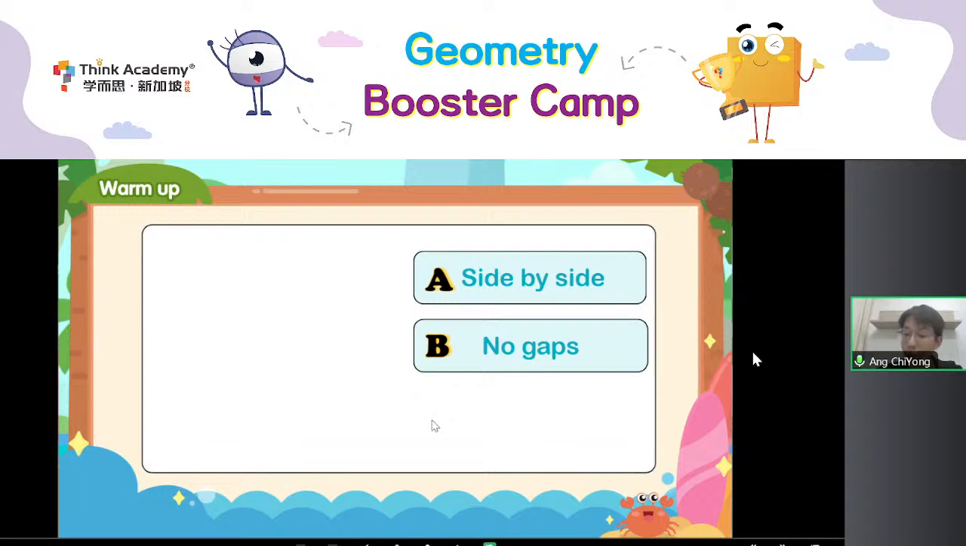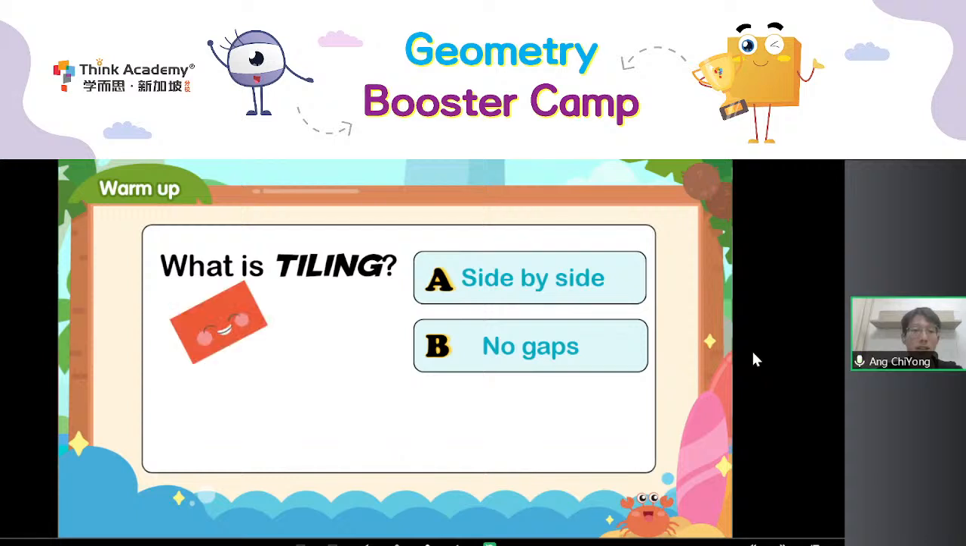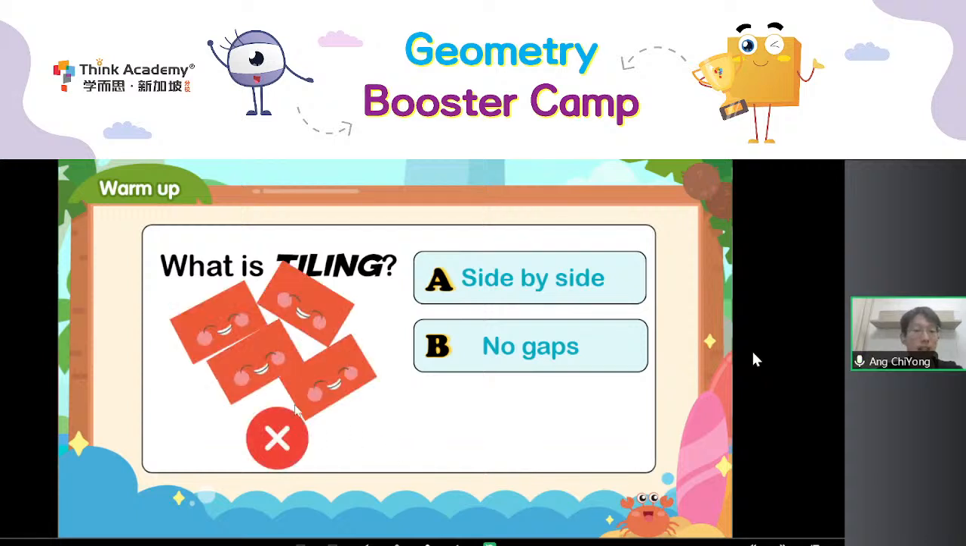Can your floor have any holes? No, you must have no gaps. Okay, they are side by side now. Do they have any gaps? Yes, they do. They have one gap here, one gap here, one gap here. This is not a good floor tile.